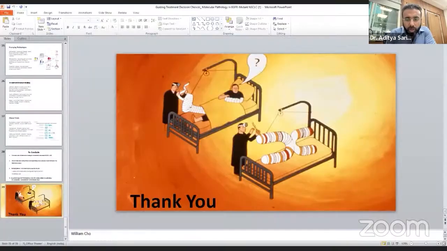I wanted to know which panel at Rajiv Gandhi you are doing? Is it a hotspot panel or are you straight up going for deep sequencing? What's the usual practice over there for NSCLC?